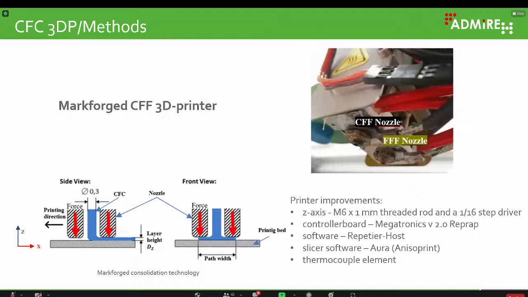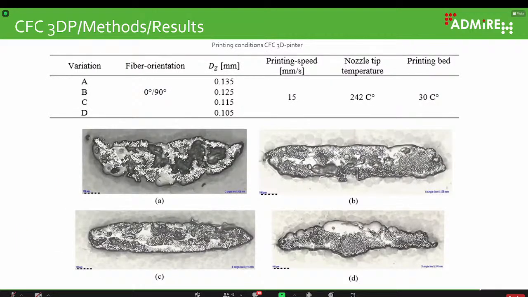That was important to look at in our experiments. So we used a Markforged Mark II printer. We modified it, and with a reduction of the layer height, we gave a higher consolidation pressure on the filament. You can see the results. That is one printed single line, and probe A is with the lowest consolidation pressure, and probe D is with the highest consolidation pressure. And you see on probe D a low content of cavities.